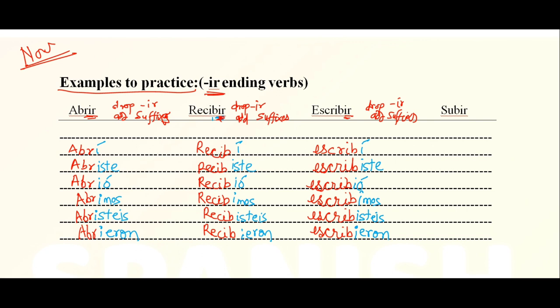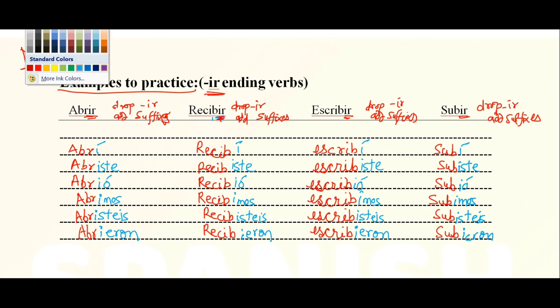Next verb is subir, to go up. IR, drop it. Add suffixes. The root word is sub. Write six times. Sub, sub, sub, sub. Six times. And add suffixes in blue. That is subí. It becomes subí, subiste, subió, subimos, subisteis, subieron. Conjugation done. ER and IR ending verbs.